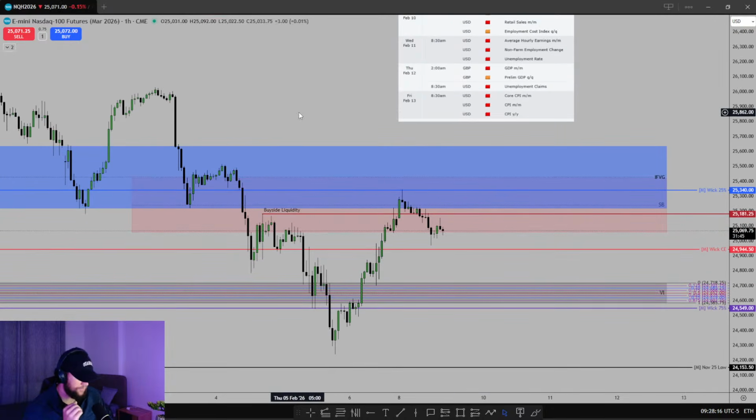Okay, we did trade from yesterday, the Friday's price action. We did trade into the buy side I was aiming for. And you can see that in the recent stream, I called this level here on Friday. There's a really nice market maker buy model here.